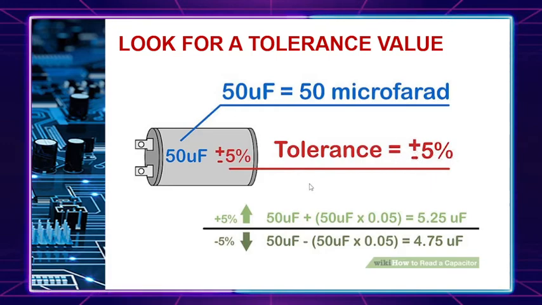If it's plus 5%, 50 microfarad plus 50 micro times 0.05, you will get 52.5 microfarad. This is the maximum tolerance for this component. While if it's negative 5%, the minimum tolerance is 47.5 microfarad. So that's how you compute for the maximum and minimum tolerance value of this component.